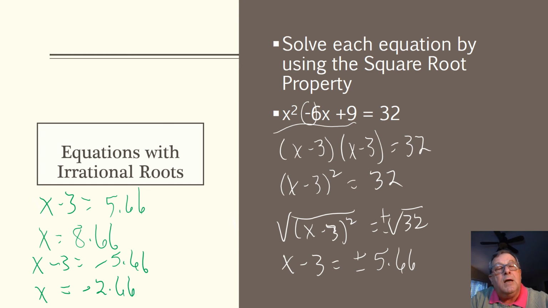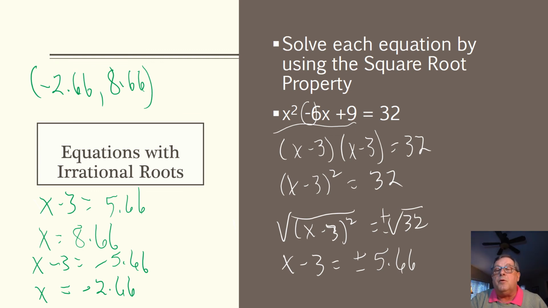And so my two irrational roots of this equation, x squared minus 6x plus 9 equals 32, using the square root property, are negative 2.66 and 8.66. All right, solving equations with irrational roots using the square root property. Next, we're going to move over to something called completing the square.